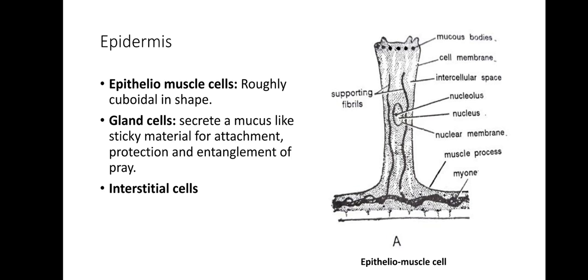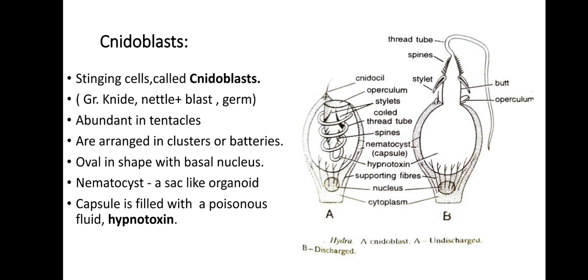The capability of a cell to differentiate into any type of specialized cell is totipotency. So here they have totipotency, they are totipotent in nature. Okay, so the interstitial cells, as the name itself says, are the cells that are present in between or at the base of different cells.